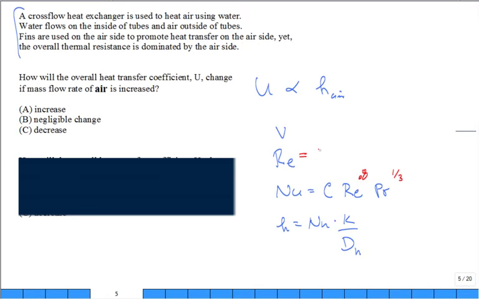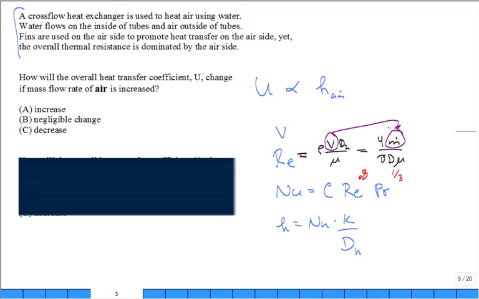Well, you think about the Reynolds number being rho, V, some hydraulic diameter over mu, or think about it as 4 m dot over pi d mu. I mean, the V is proportional to m dot. If I have higher speed, I'm moving more mass through it. True? So it's linearly related.